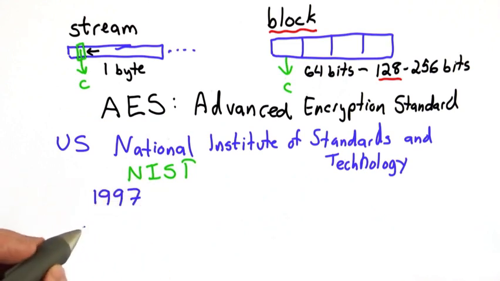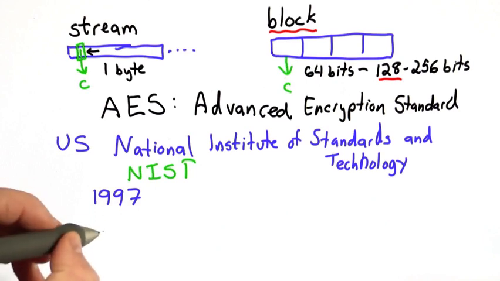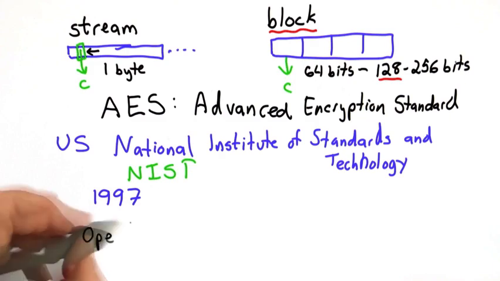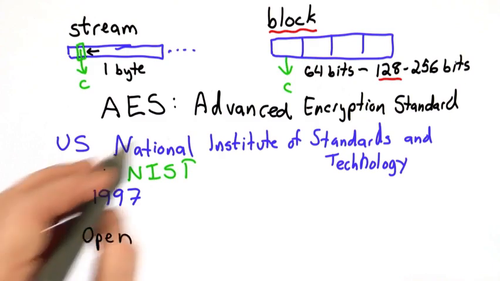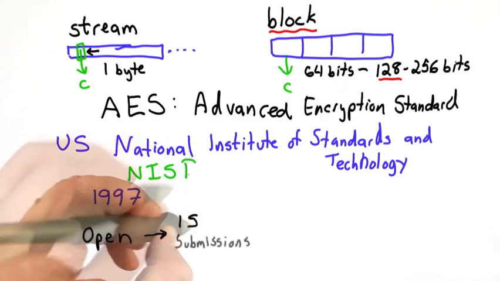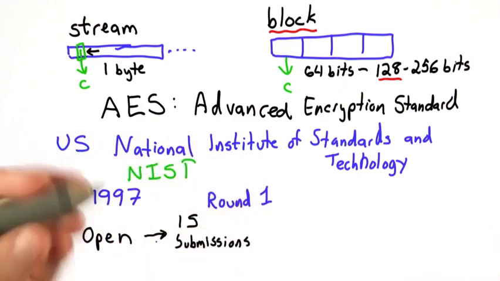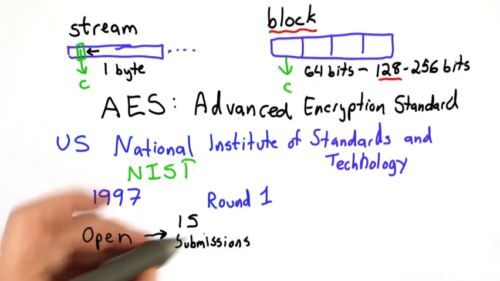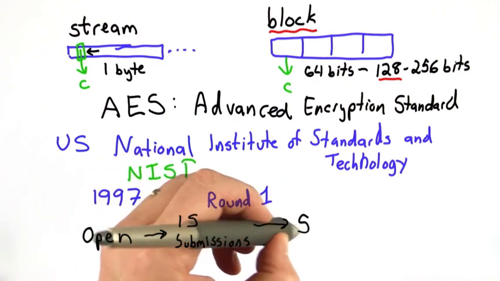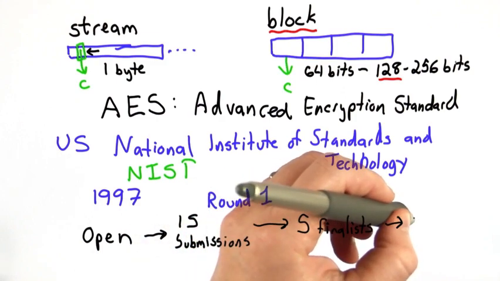That contest ran from 1997. They had a very open process. This is very unlike the process that was used to select DES as the previous recommended cipher. This led to 15 submissions for round one, and some of these were actually completely broken. Others were rejected for other reasons. This was narrowed down to 5 finalists, none of which were seriously broken, and one winner which was selected.